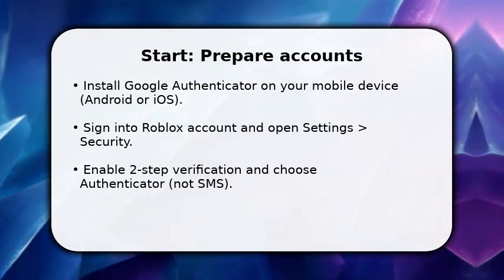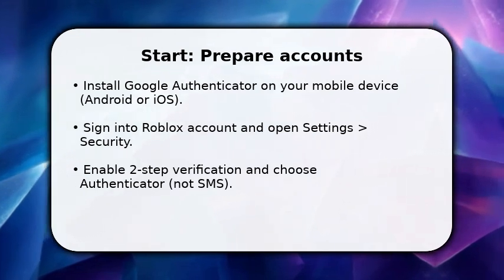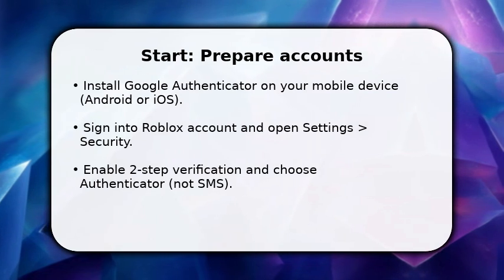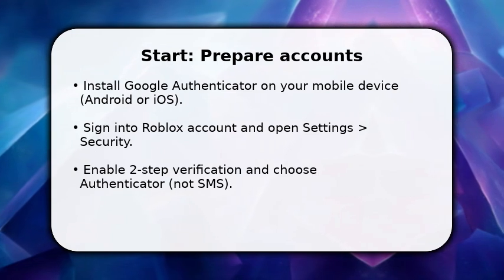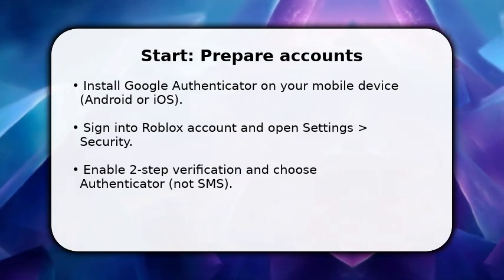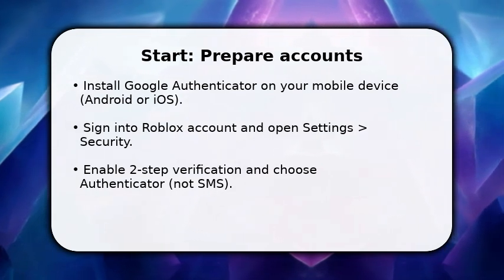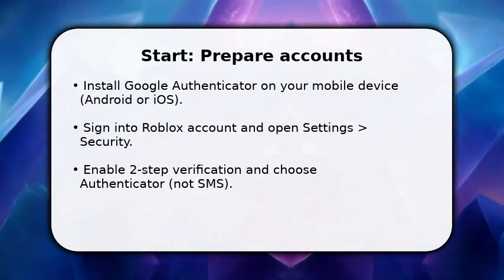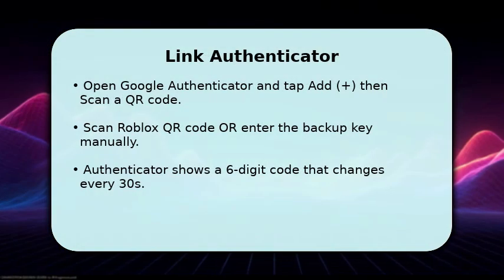Open Roblox, sign in, and go to Settings, then Security to enable two-step verification. Select the Authenticator option rather than SMS because it's more secure and offline capable. Once you choose Authenticator, Roblox will display a QR code and a backup key. Make sure you can scan the code with your phone camera and note the backup key in case you lose access. Now link the apps.